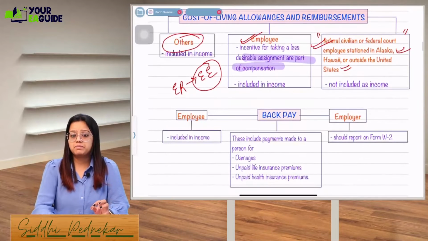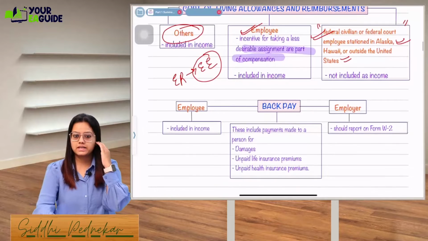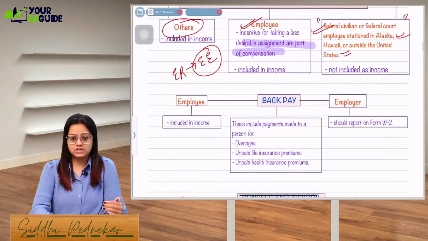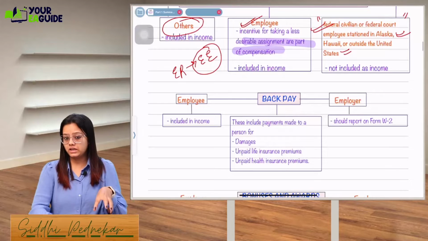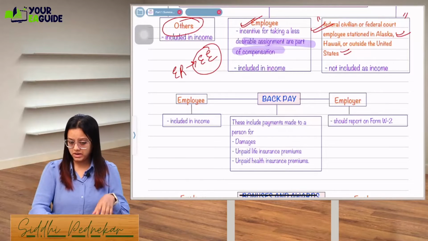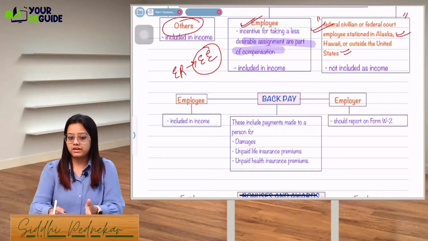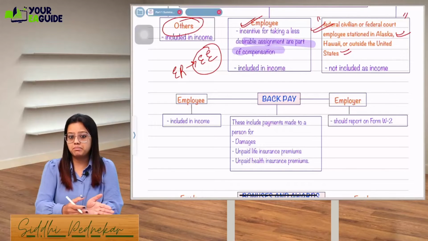Okay, next is back pay. Back pay means, let's say I have provided certain services but have not yet received the income, or received a lesser income. In, let's say, next year I am going to recover my wages and salary which was not paid in the previous year. So it is back pay.